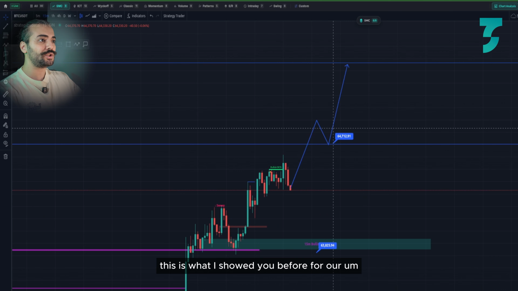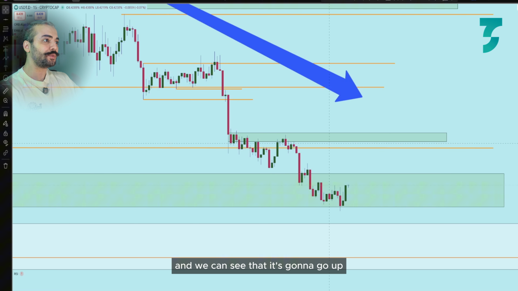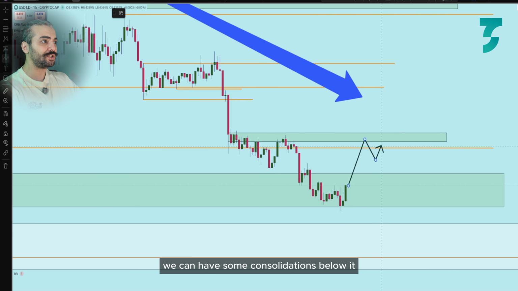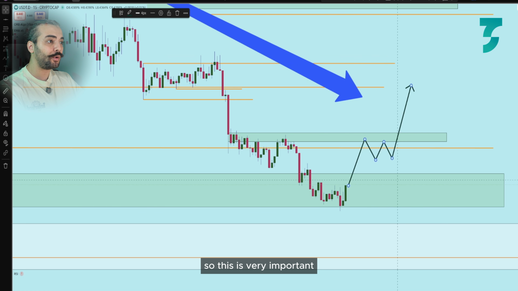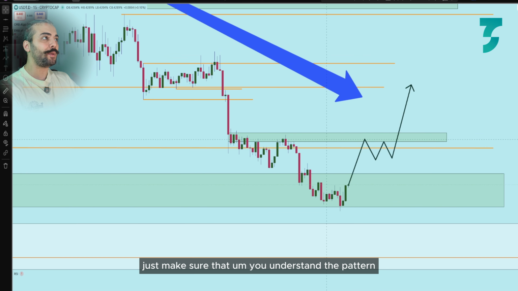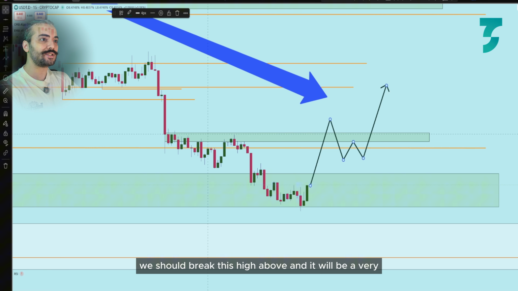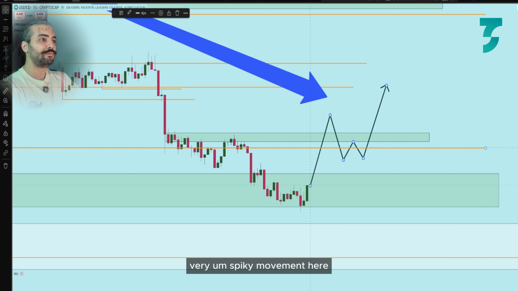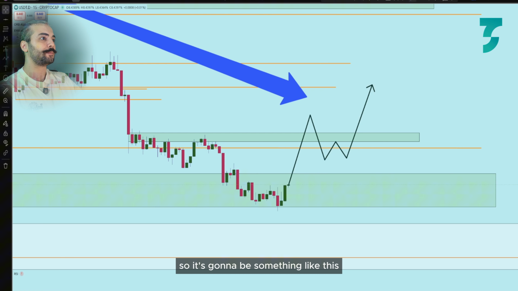As you saw, this is what I showed you before for our bearish momentum, and we can see that it's gonna go up. So from here, this will be our decision point. At this decision point, we can have some consolidations below it. If we don't break something like this, then we can move all the way up to here. So this is very important. Just make sure that you understand the pattern. The pattern is that this should be like this. The first one, we should break this high above, and it will be a very spiky movement here. Then we have to go down and see how it looks from here. We can make our position. So it's going to be something like this.